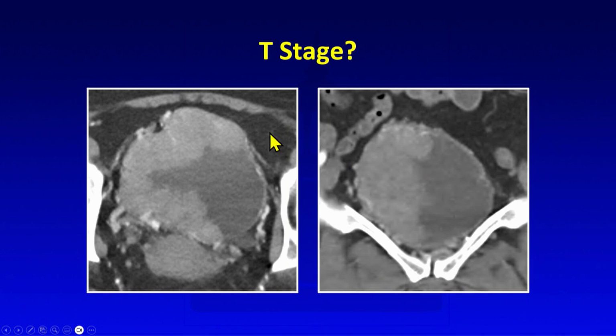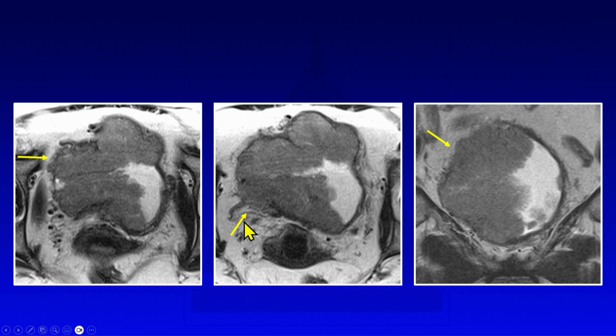What about this case? Again, a rather large lesion, and when we look around on the CT, you get a sense that there may be a little bit of blurring of that perivesical fat, but it is a little bit tricky to try to stage on CT. So we got an MRI, and again, we are looking for that dark line. And when we come across, we see that in certain places, that dark line is being interrupted and effaced.